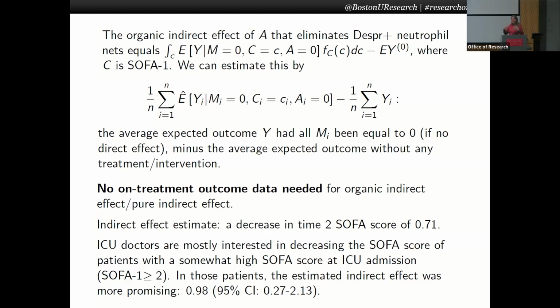So we reformulated the problem that originally came with, because there is this misconception about causal mediation analysis that you can only do this if you have on-treatment outcome data, which is the case if you want to split up the effect. But if you're only interested in the indirect, in this case, the intended effect, you don't need on-treatment outcome data.